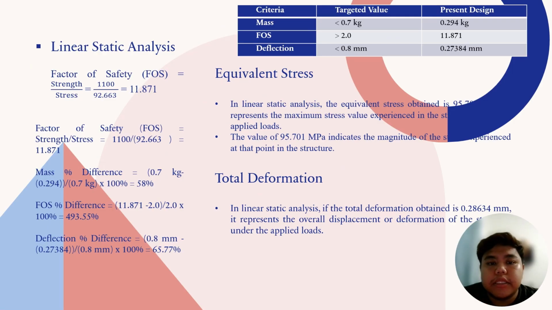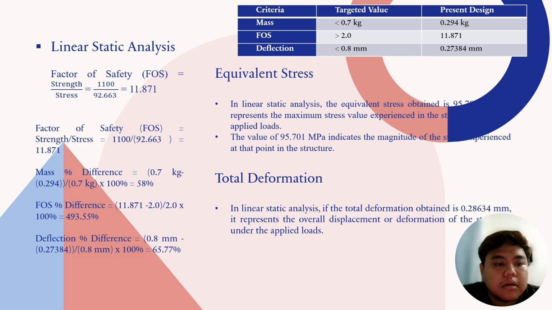Today I will present the linear static analysis for the result and the discussion. In this project, the mass that we got is 0.294 kilogram, the FOS we got is 11.871, and for the deflection we got 0.27384 millimeter. And we show the calculation of factor of safety and the percentage of mass, FOS, and deflection that we got in this project.